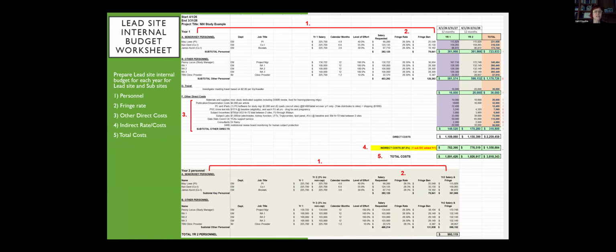So now we have the lead site internal budget worksheet. And this is pretty easy to fill out, the first part of it.